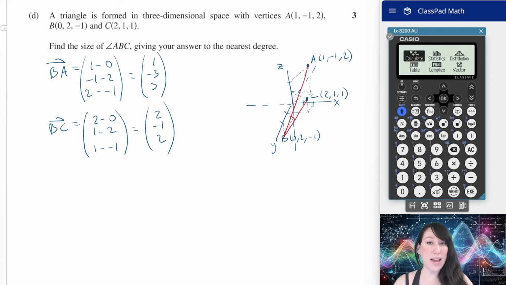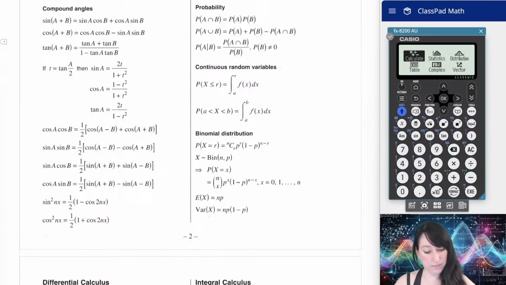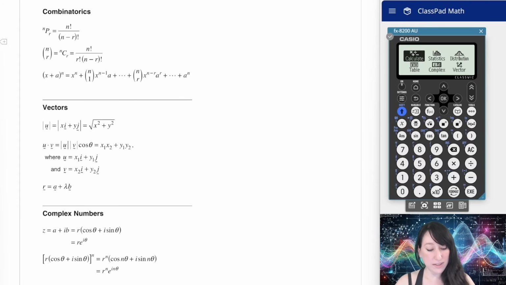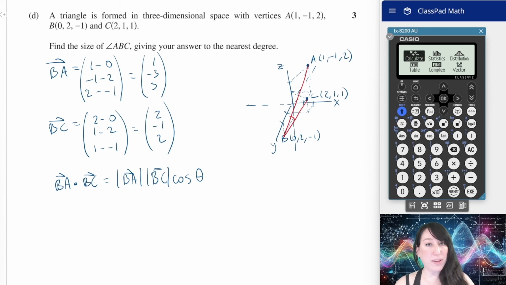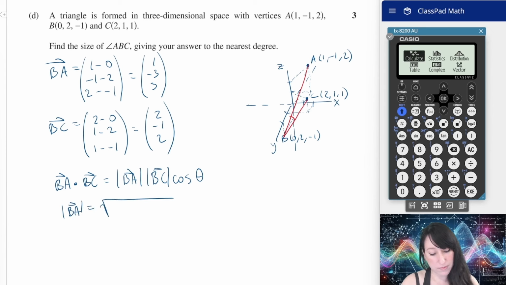Now, the formula sheet has some things about dot products on it. Go to the section on vectors, and we're going to use this. U dot V is the length of U times the length of V times cosine of angle theta. So let's find the length of BA. That'll equal the square root of 1 squared plus -3 squared plus 3 squared, the square root of 19.